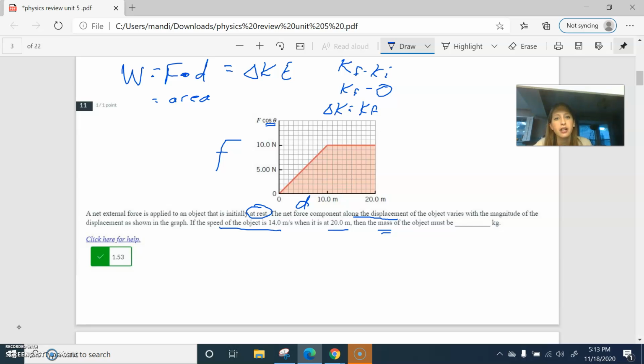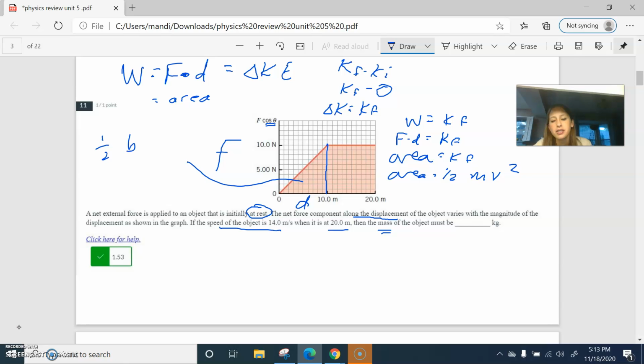So if we find the area, we can say the work equals the final kinetic, force times distance equals the final kinetic. So the area equals the final kinetic energy. So area equals 1/2 mv squared. The area of this is 1/2 base times height, because that's a triangle. That's on your formula sheet, so you actually don't have to memorize that.